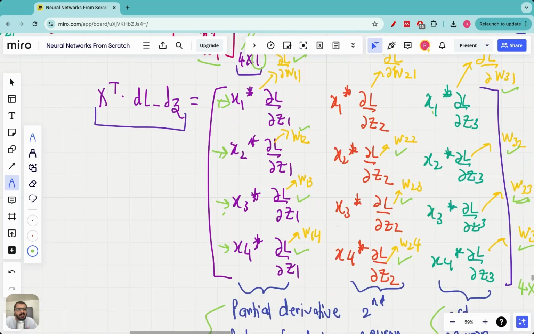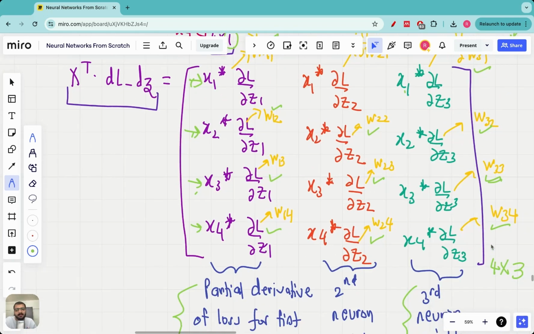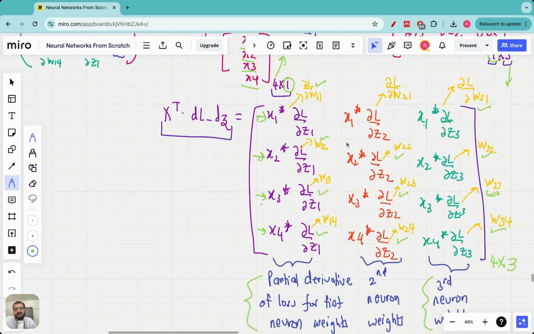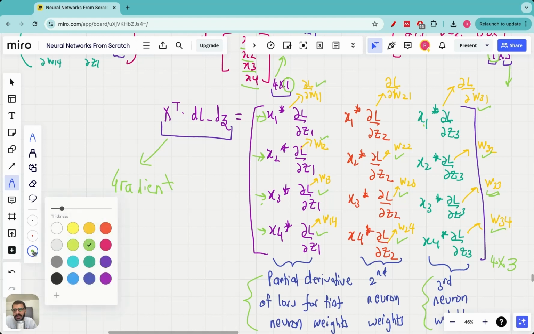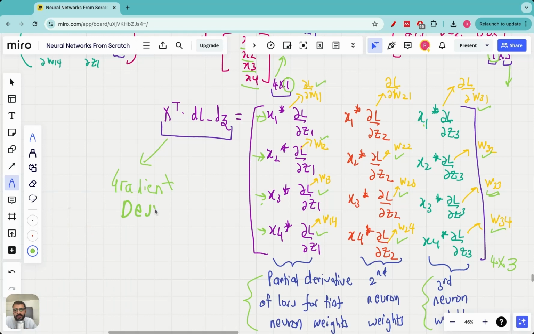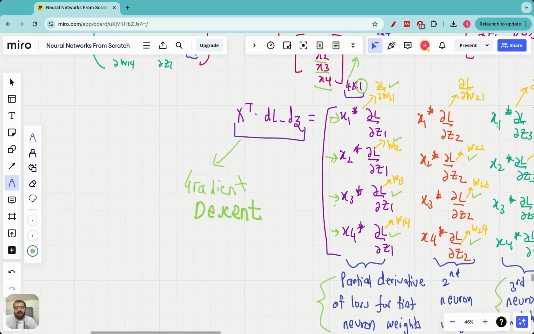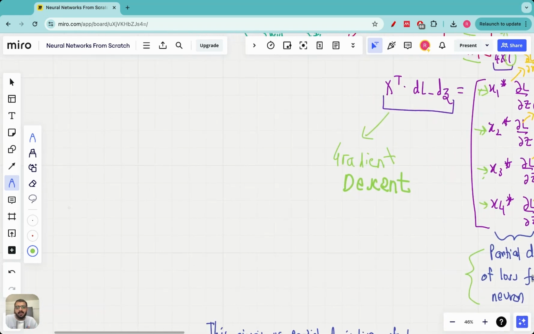In just one matrix, which is a 4 by 3 matrix, I get the partial derivative with respect to all the weights. And then I can just use this matrix when we perform the gradient descent. So when we perform the gradient descent, I will just use this matrix instead of trying to find values for every single weight. So that's the advantage of using matrices, right?